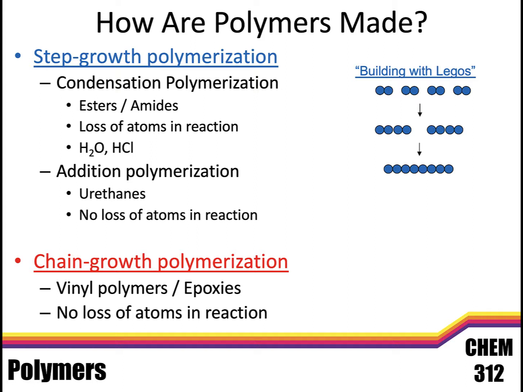The alternative is what happens with the vinyl polymers like PVC. These are what we call chain growth polymerizations. And you can think of this like adding pearls to a necklace.